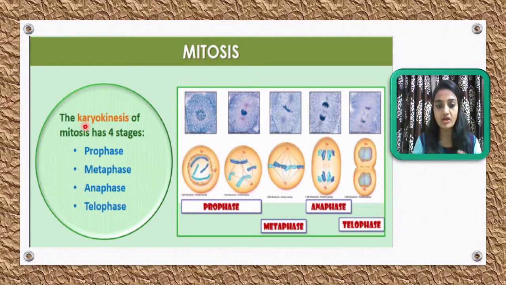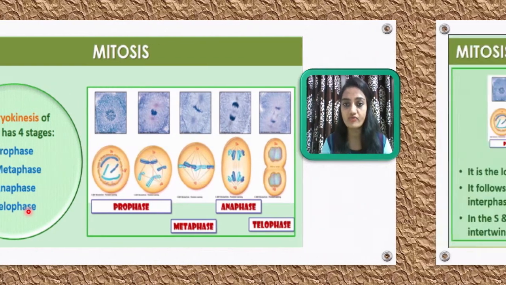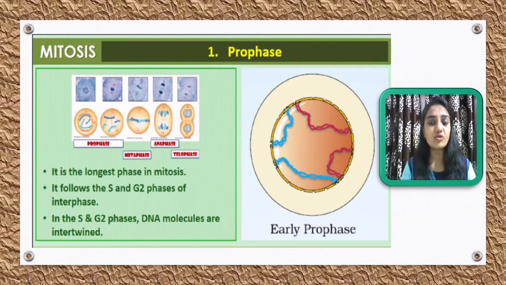Karyokinesis itself can be divided into four stages. The first stage of karyokinesis is prophase, the second is metaphase, the third is anaphase, and the fourth and last one is telophase. In today's lecture, we will discuss two phases of karyokinesis of mitosis.